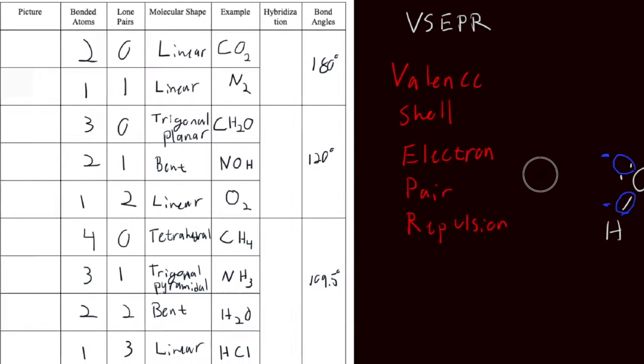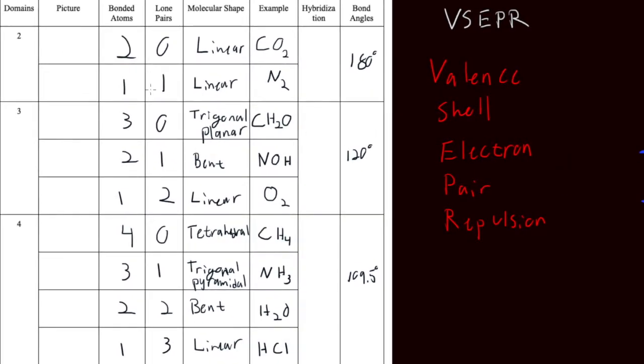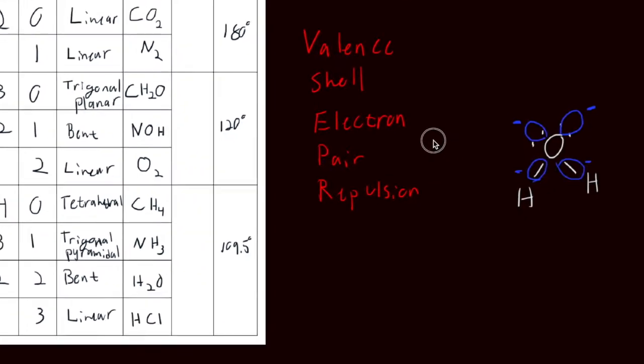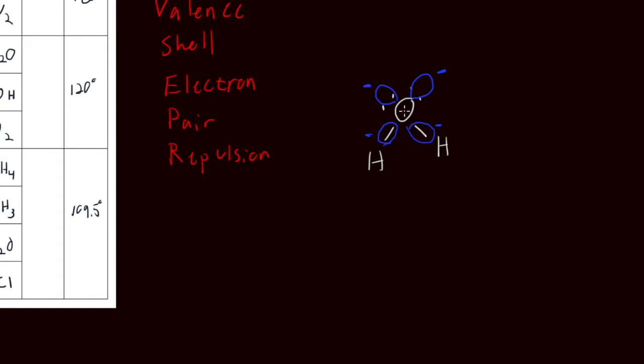So what do I mean by how many bonds it has? When we look at this chart over here, we see this word domain. What is a domain? Well, an electron domain is going to be any area where I have electrons. So for H2O, I have 1, 2, 3, 4 areas where I would have electrons hanging out. That would be 4 electron domains.